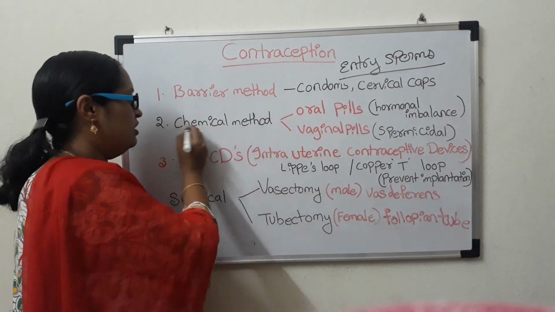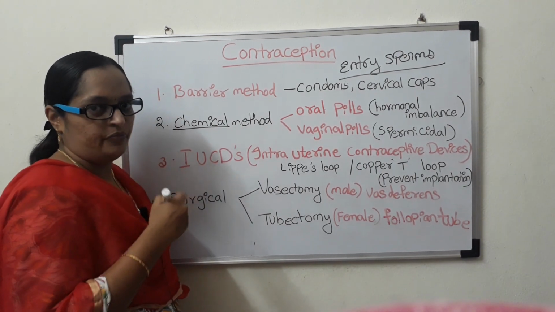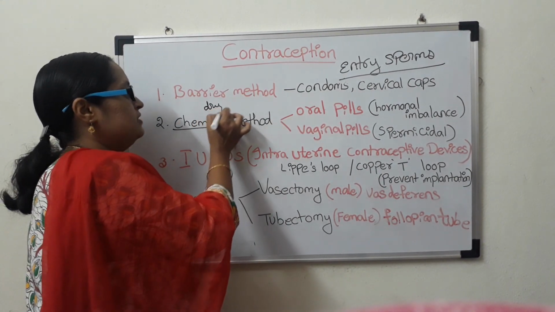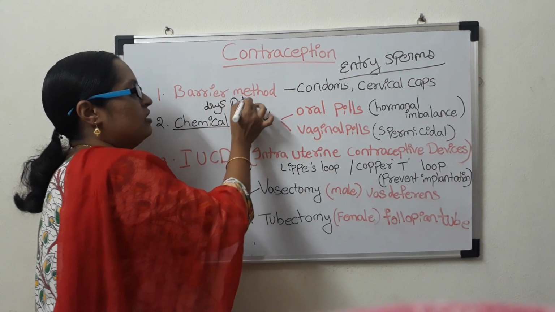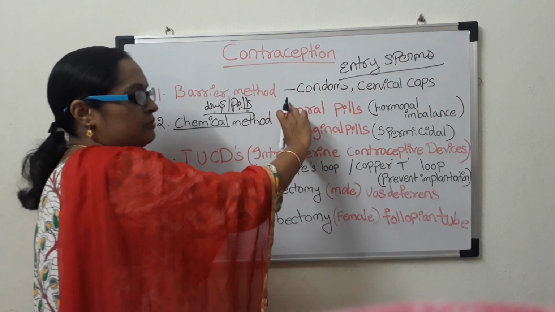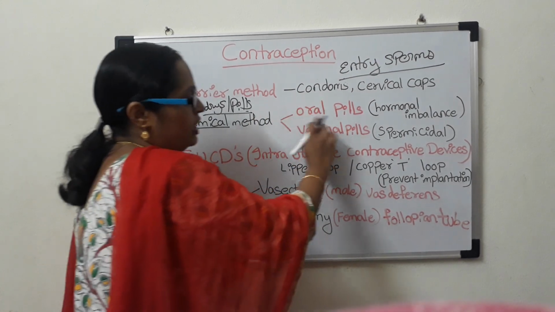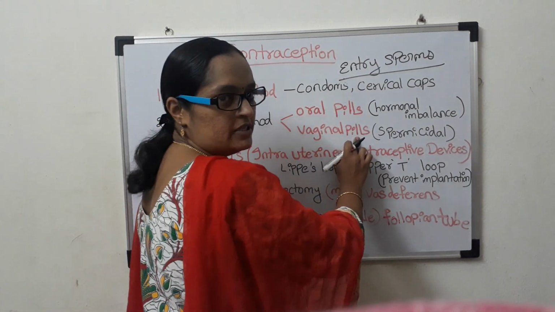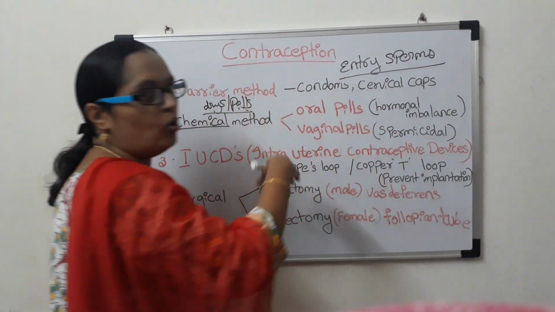Then the second one, chemical method. In this method, we use chemicals, that means drugs or pills. They contain chemicals. There are 2 types of pills used: oral pills and vaginal pills. Oral pills are taken orally.